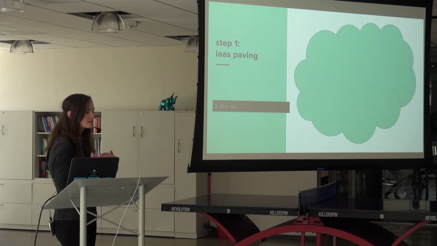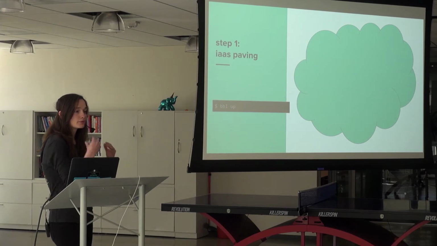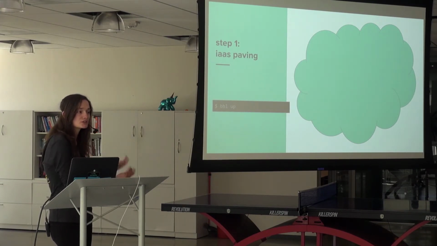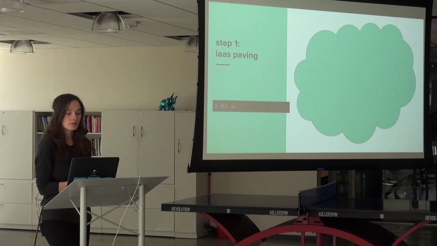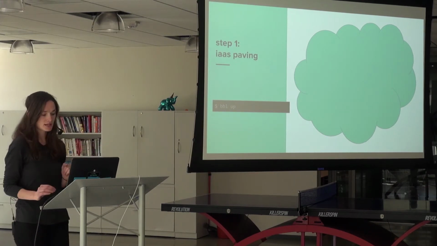So what Bubble has built inside of it are these Terraform templates for multiple IaaSes in order to partition your network, give you the right security group rules, firewall rules, potentially load balancers, things like that. So in order to pave the IaaS, we use Terraform.